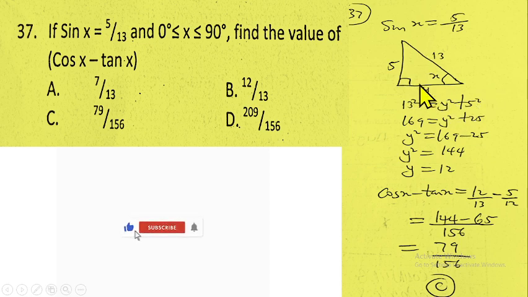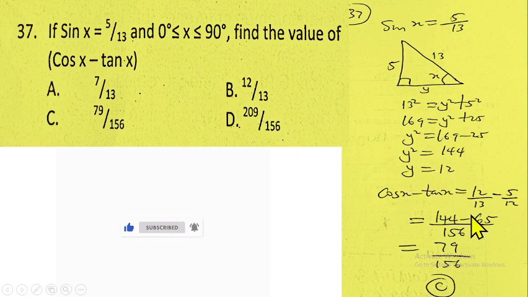So you can find the third side by using Pythagoras theorem. You have 13 squared is equal to y squared plus 5 squared. So 13 squared is 169, equals y squared plus 25. Take the 25 across, so you have y squared is equal to 169 minus 25. So y squared is equal to 144, so y will be 12. That means this side is the adjacent side of angle x, which is 12.